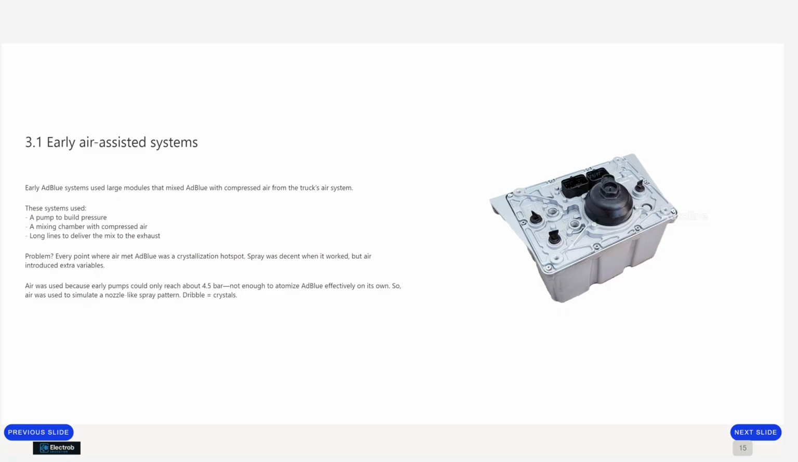Early AdBlue systems used large modules that mixed AdBlue with compressed air from the truck's air system. These systems used a pump to build pressure, a mixing chamber with compressed air, and long lines to deliver the mix to the exhaust. Problem? Every point where air met AdBlue was a crystallization hotspot. Spray was decent when it worked, but air introduced extra variables. Air was used because early pumps could only reach about 4.5 bar, not enough to atomize AdBlue effectively on its own. So air was used to simulate a nozzle-like spray pattern. Dribble equals crystals.